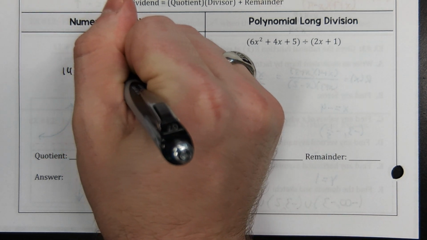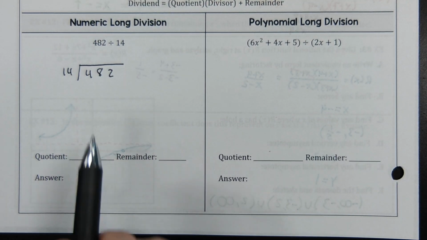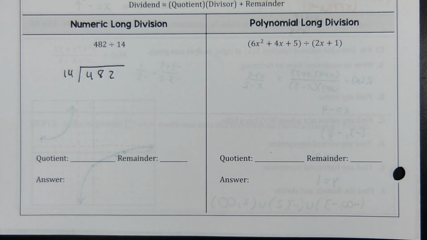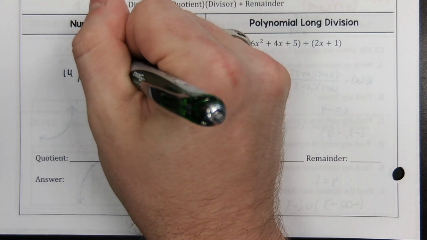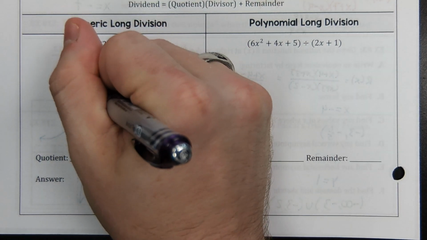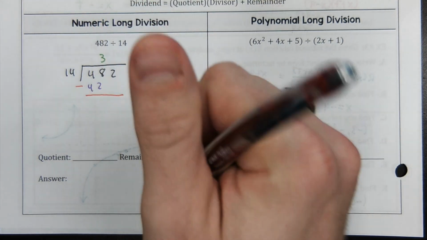14 into 482. 14 clearly doesn't fit into this 4. But 14 does fit into 48. Any guesses on how many times? 3 times. It goes in 3 times. 3 times 14 is 42. Subtract straight down.